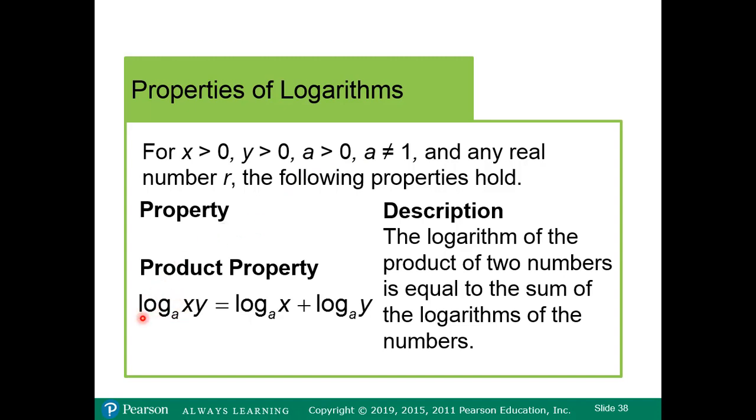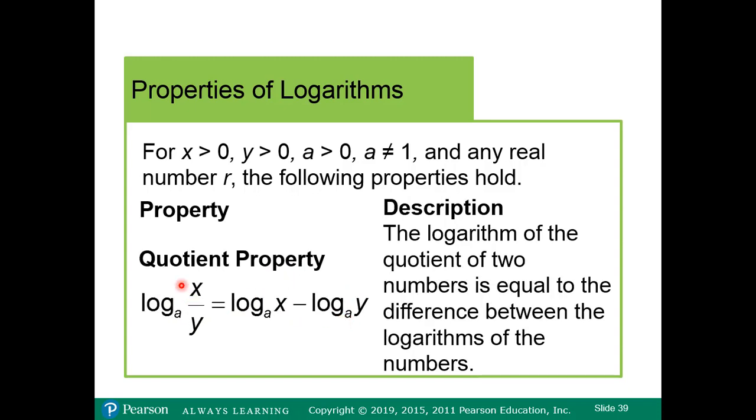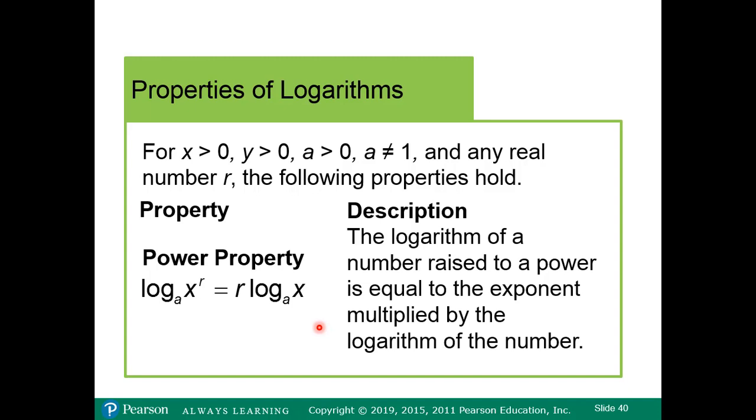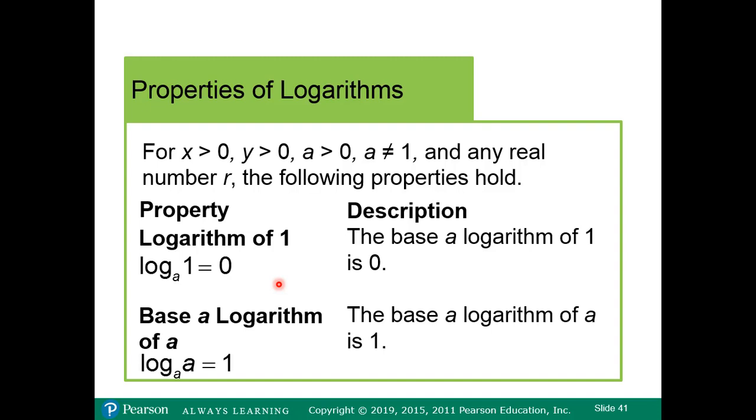If you have a log of a product, that's equal to the sum of the logs. The log of a quotient is the difference of the logs, the top minus the bottom. And then if you have an exponent, the property says that you could take the exponent and bring it down and make it a product of the exponent times the log.